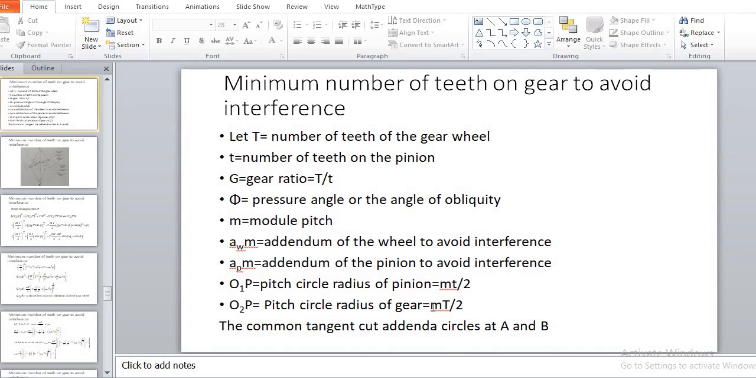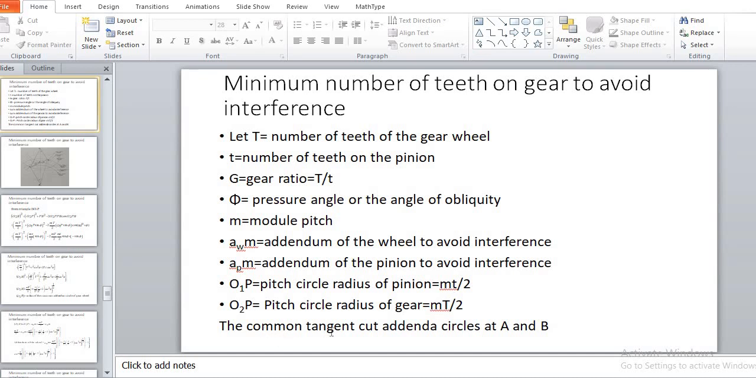Similarly, for the pitch circle radius of that gear, M is now D by T, the T's get cancelled, and D by 2 is the pitch circle radius of that gear. So the pitch circle radius is represented here in terms of the module.